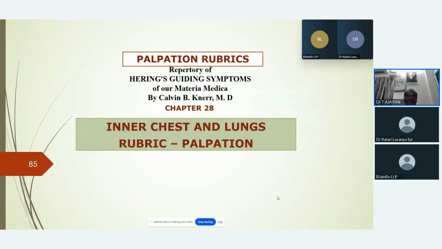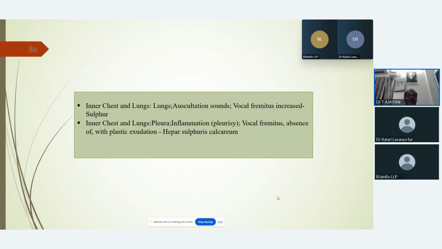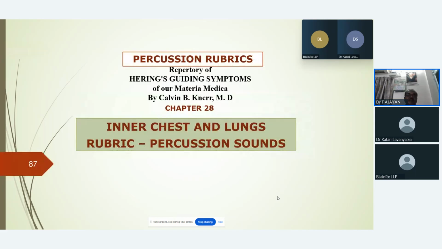Then inner chest, lung, rubric palpation. Inner chest, lung, auscultation sound, vocal fremitus is increased: only one medicine, Sulphur. The inner chest, lung, pleura: vocal fremitus absent with plastic exudation, Hepar sulphuris. Then percussion related: everybody knows physical examination procedures: inspection, palpation, percussion, and auscultation.